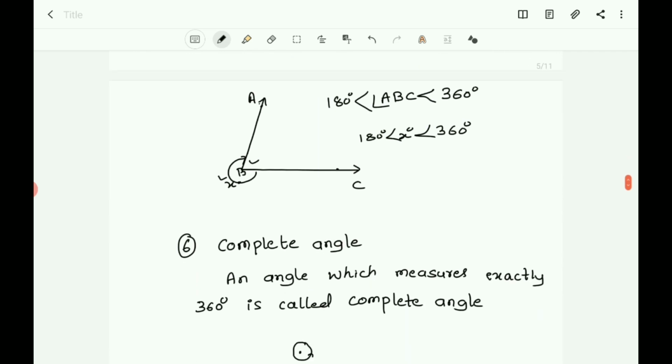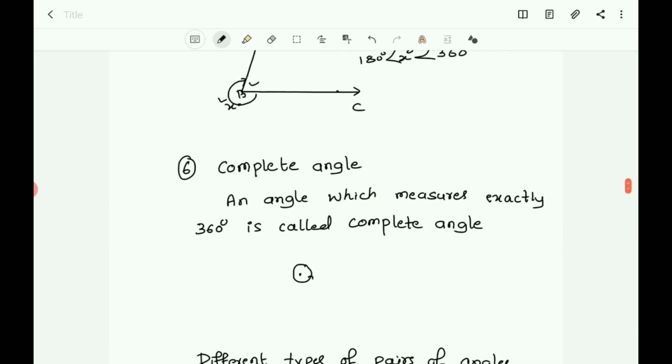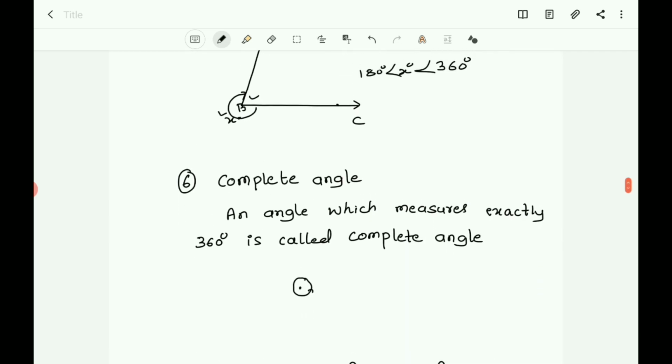The next one is complete angle. An angle which measures exactly 360 degree is called a complete angle. Complete angle means we are showing one point, that is, this is the complete angle. If you take a circle and the angle at this point, that is equal to 360 degree.